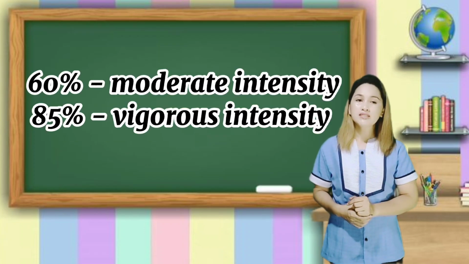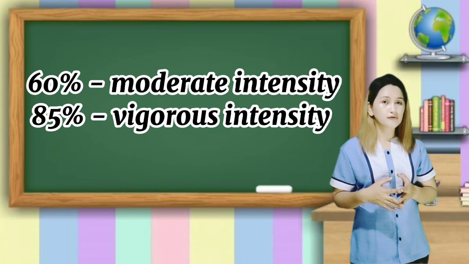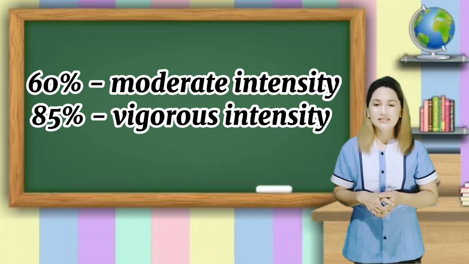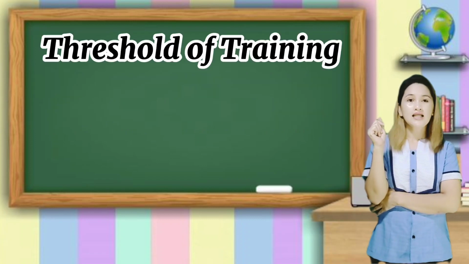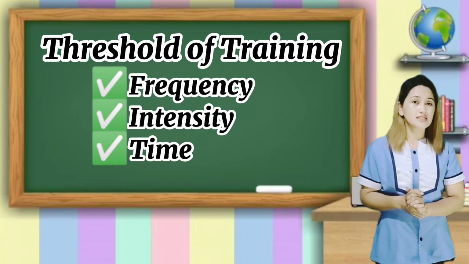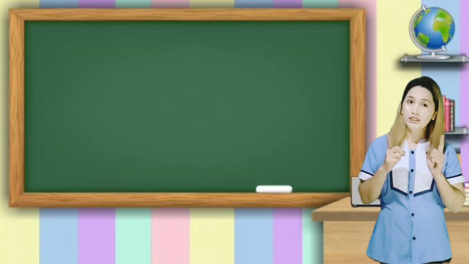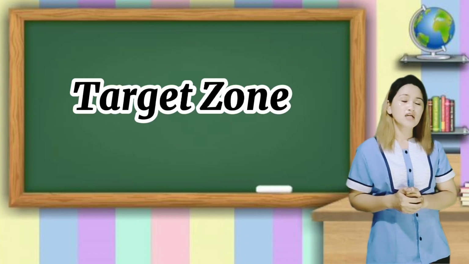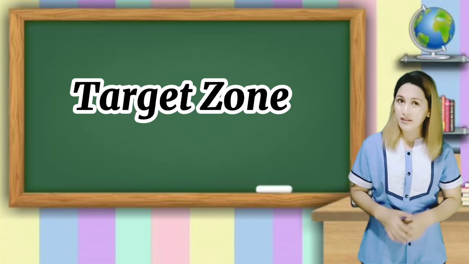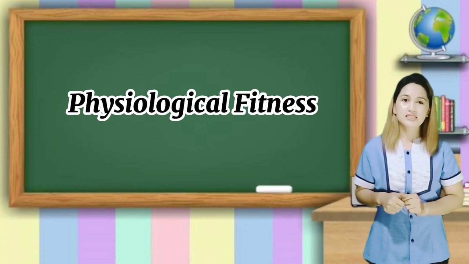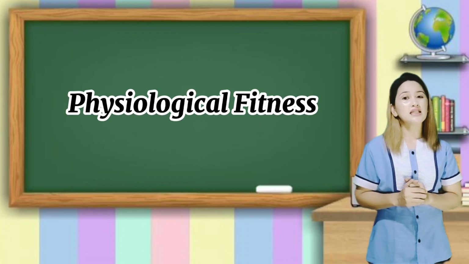Think of it as 60% heart rate is your moderate intensity. 85% heart rate is the limit of your vigorous intensity. The threshold of training is the minimum amount of physical activity, frequency, intensity, and time necessary to produce benefit. The target zone, on the other hand, begins at the threshold of training and stops at the point where the physical activity becomes counterproductive. Physiological fitness relates to biological systems that are influenced by one's level of habitual physical activity.